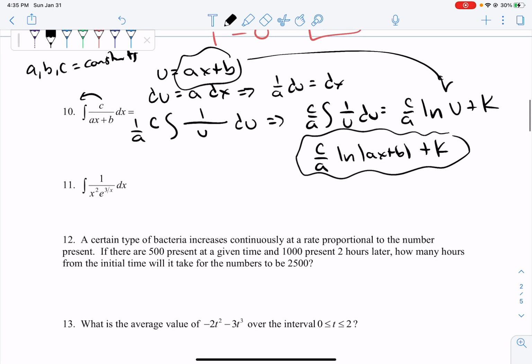Okay, number 11. The integral of 1 over x squared e raised to the 3 over x dx.